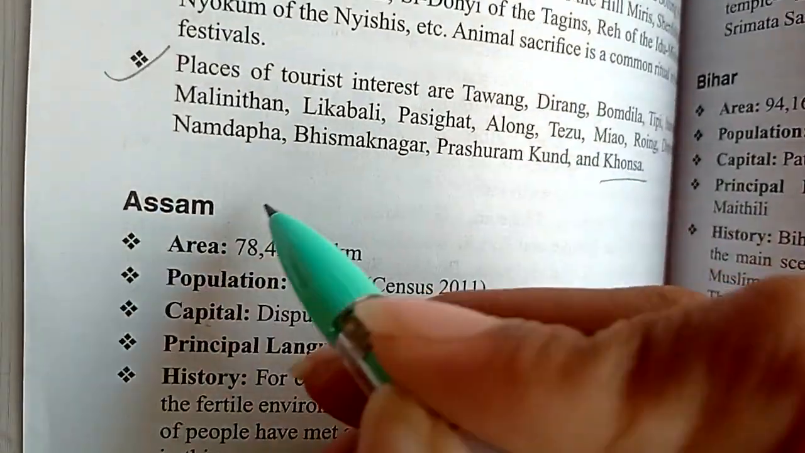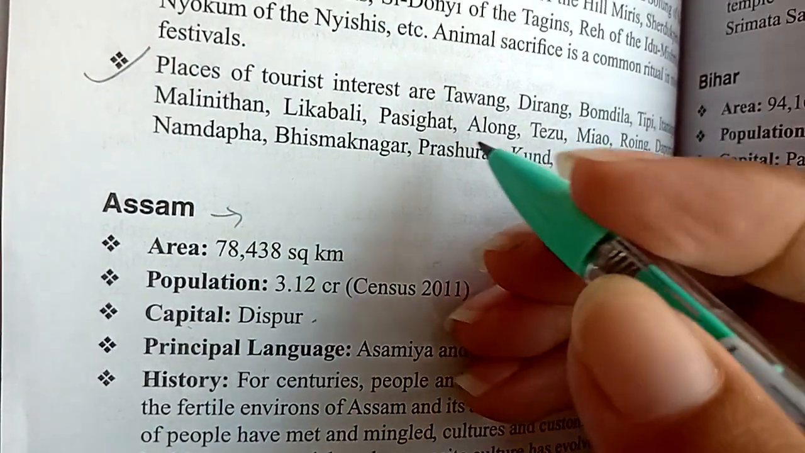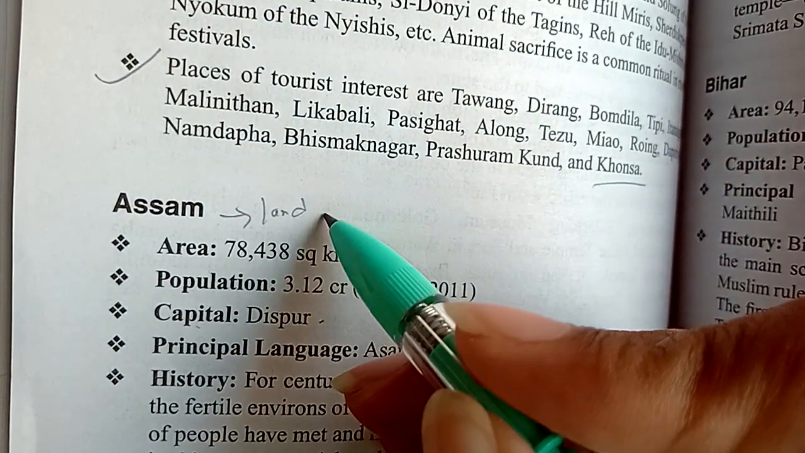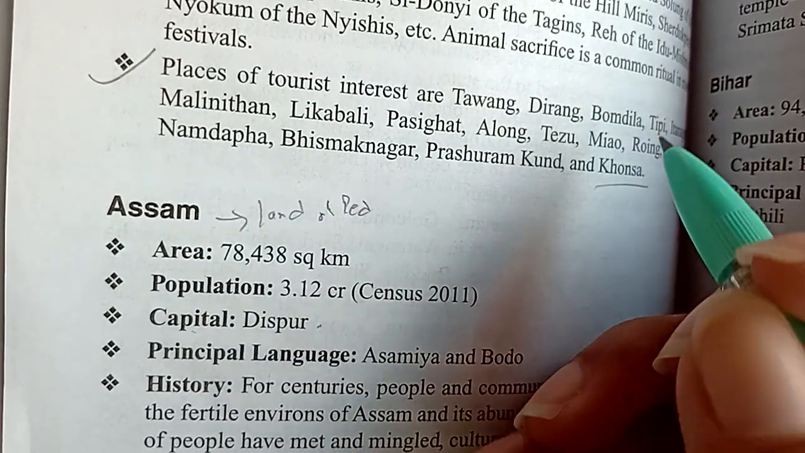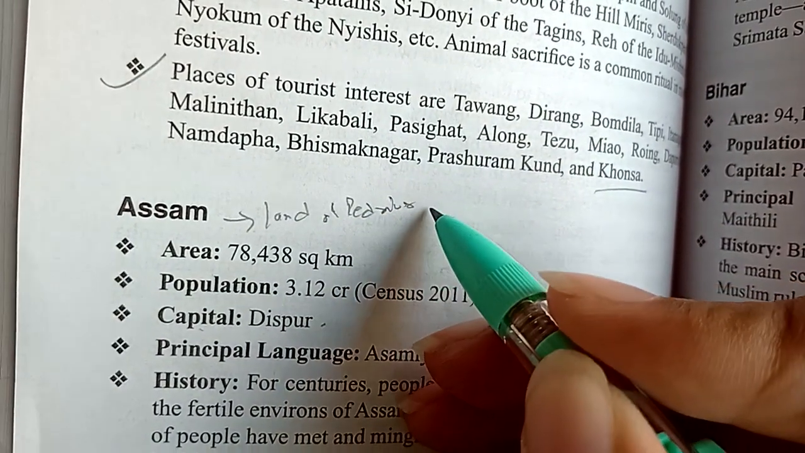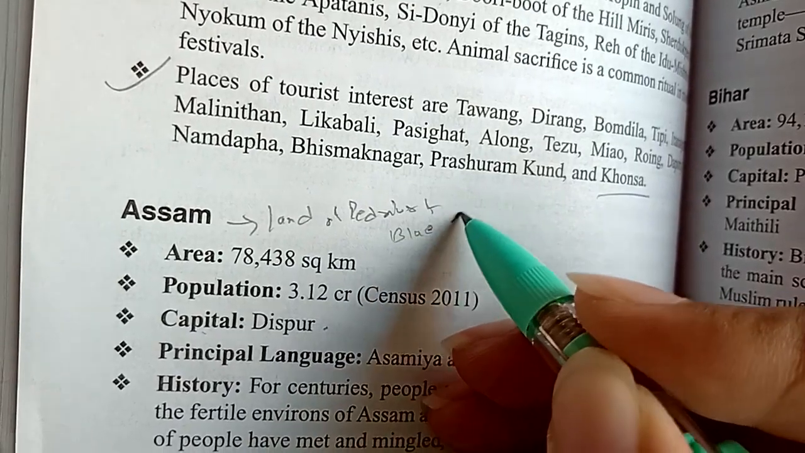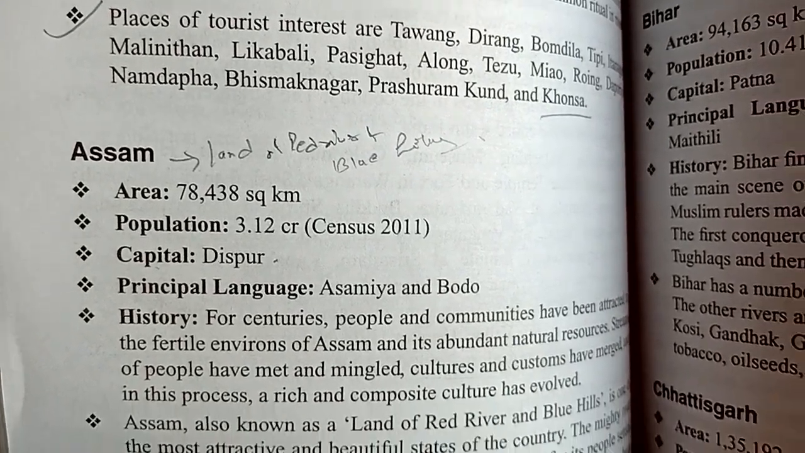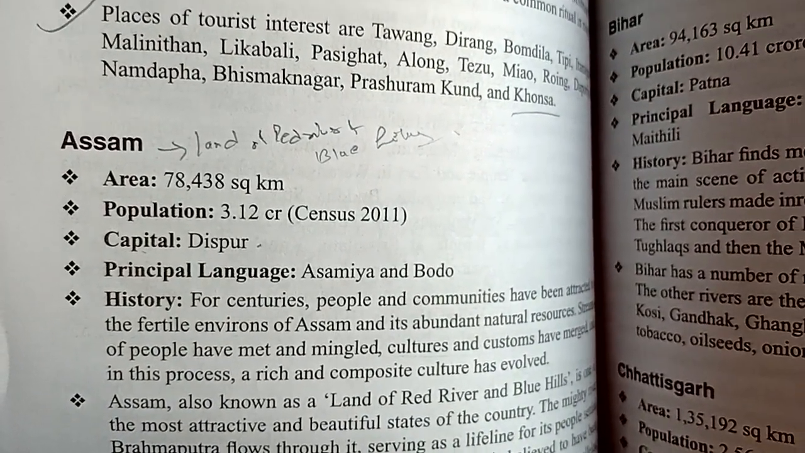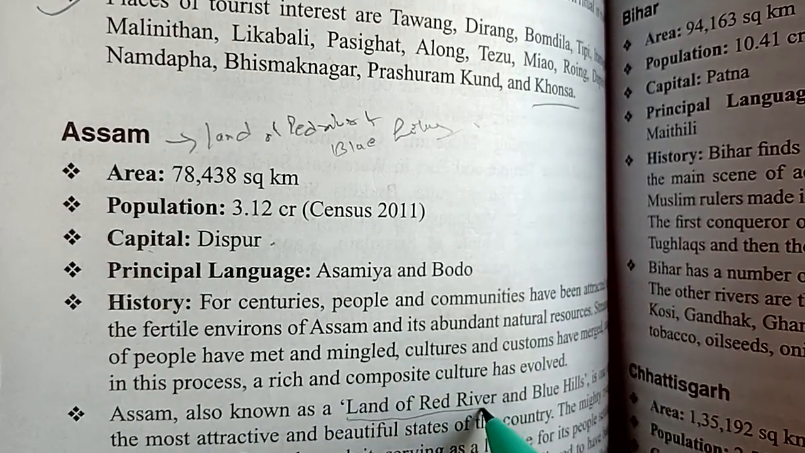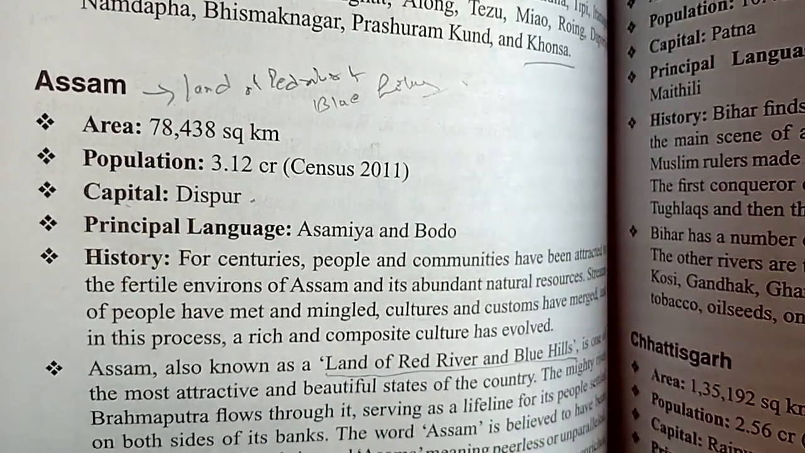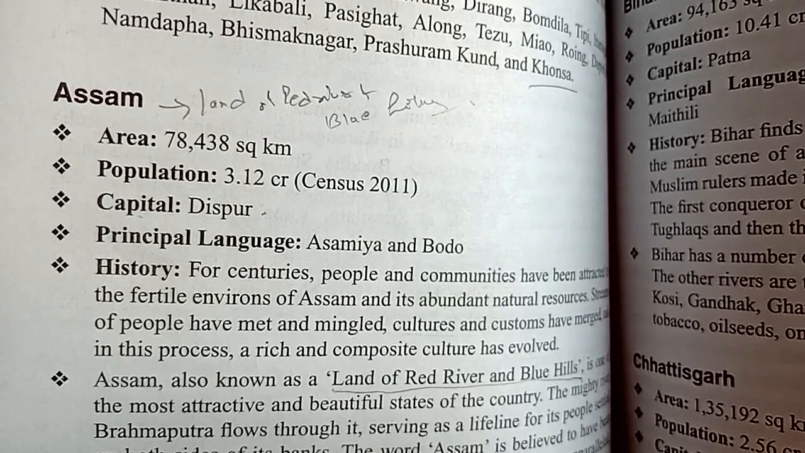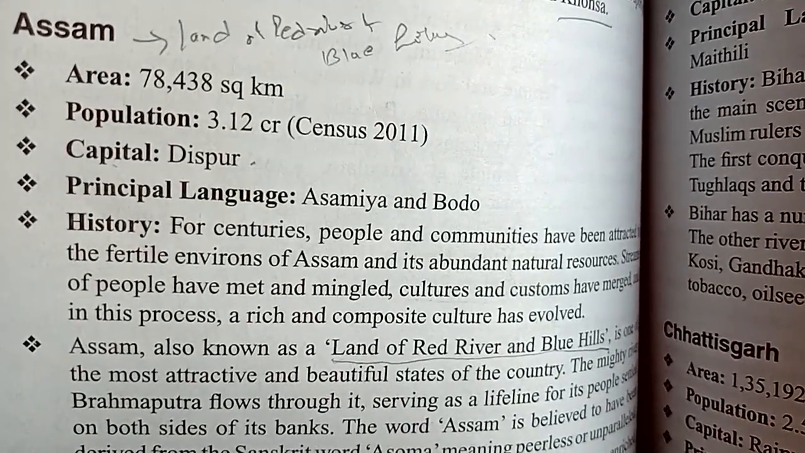Assam is also known as the land of red rivers and blue hills. It is mentioned right here. It is one of the most attractive and beautiful states of the country.